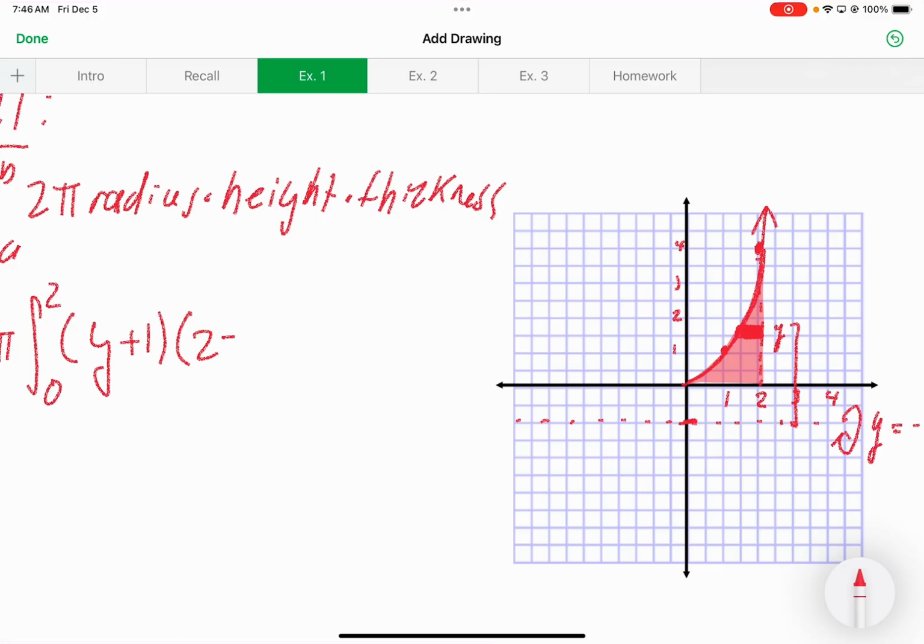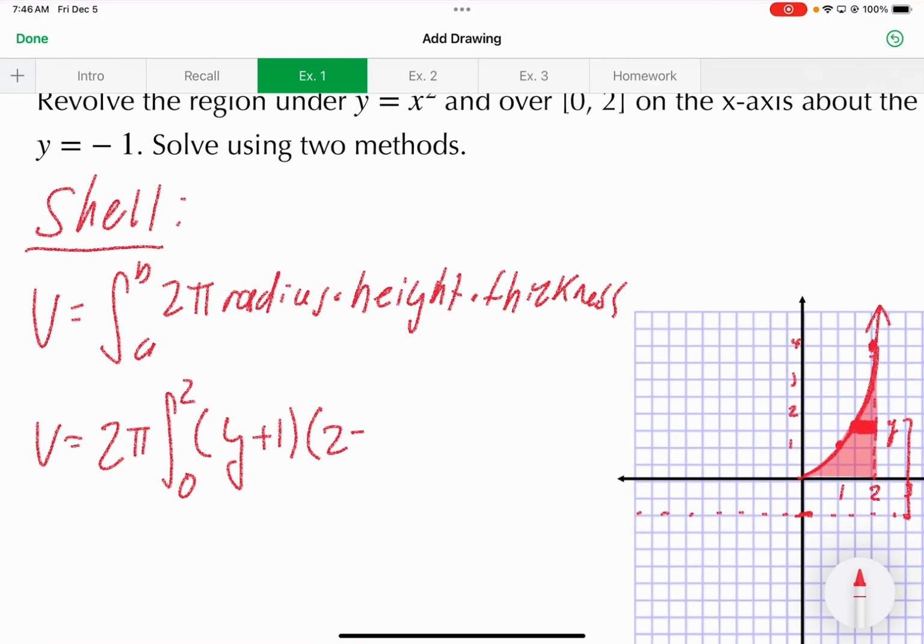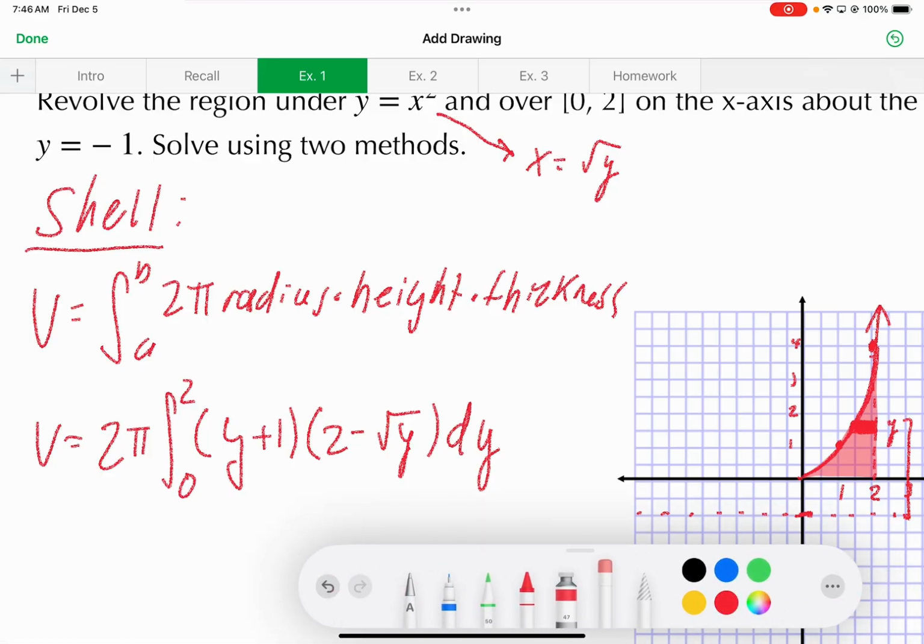Now, since we were doing it in terms of y, I also messed up my bounds. We have to go back and check that. But since we're doing it in terms of y, we remember yesterday we had to take y equals x squared, and we solved it and said x equals square root of y. So square root of y went in there. But then I messed up my bounds. What should my bounds be instead of 0 to 2?